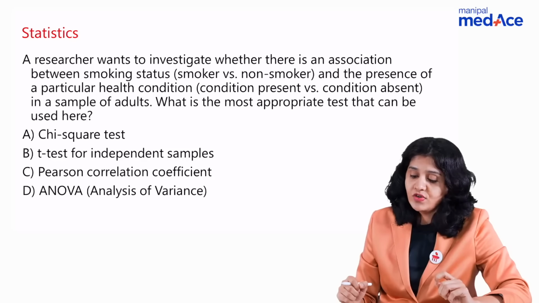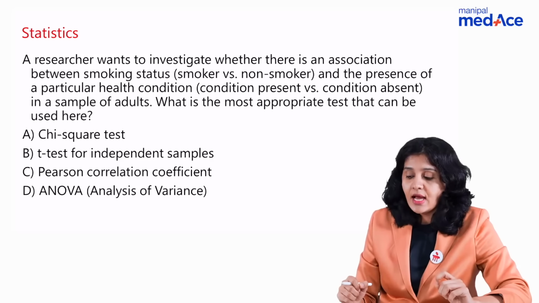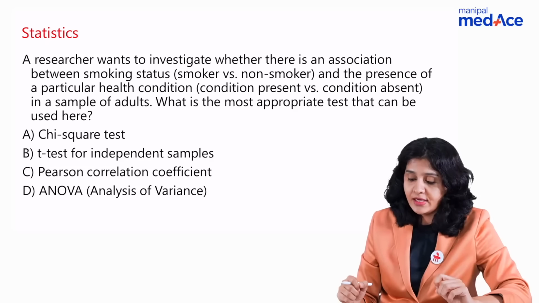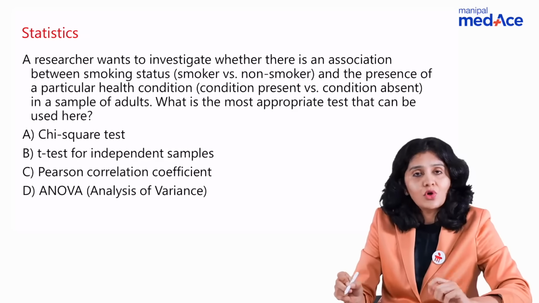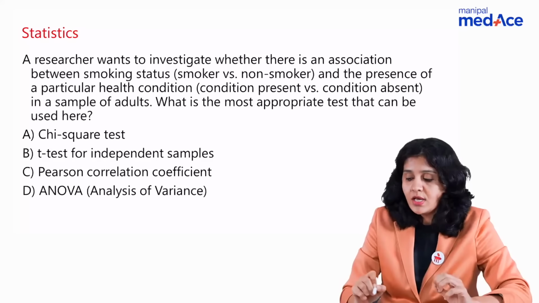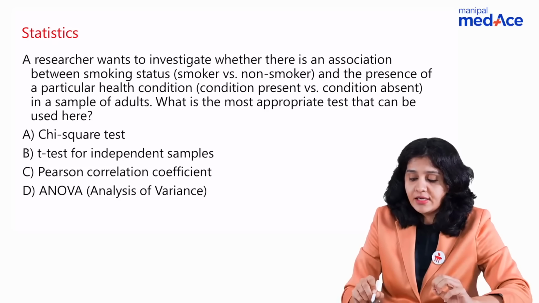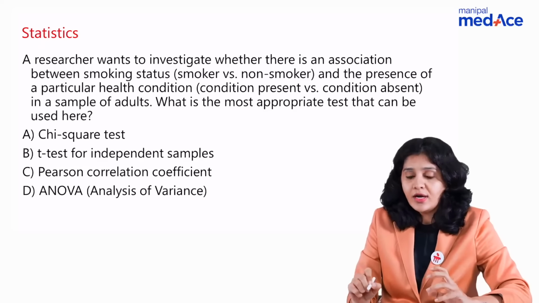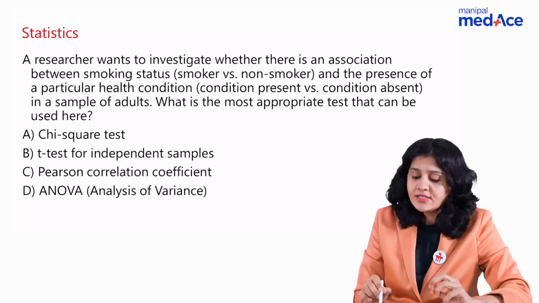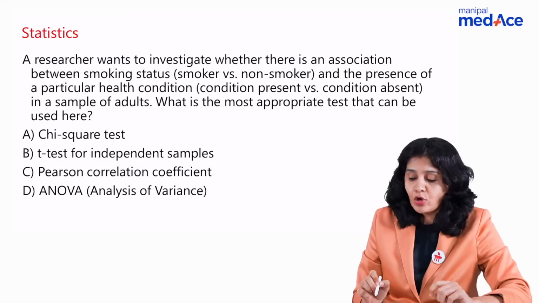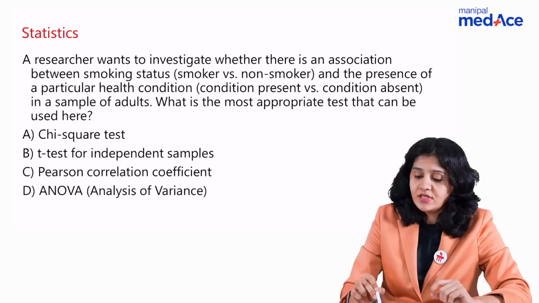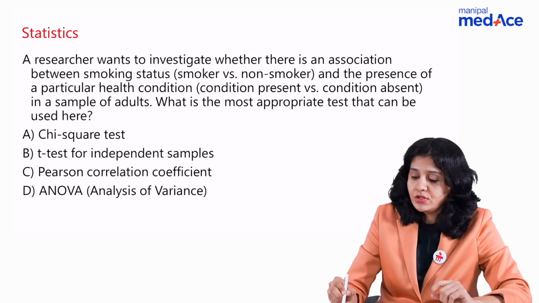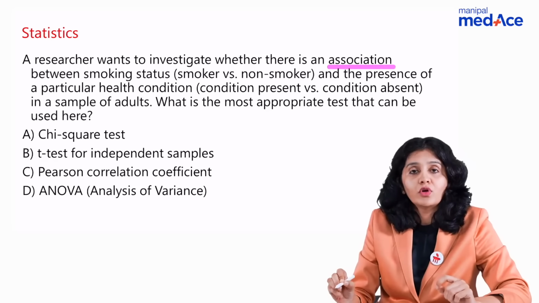A researcher wants to investigate whether there is an association between smoking status and the presence of a particular health condition in a sample of adults. So smoking status, yes or no, that is smoker or not smoker. Similarly, presence of a particular health condition, present or absent, all right, it's binomial, in a sample of adults. What is the most appropriate test that can be used here? Okay, what are the keywords here again? Association. So the keyword which you should be looking for is association.